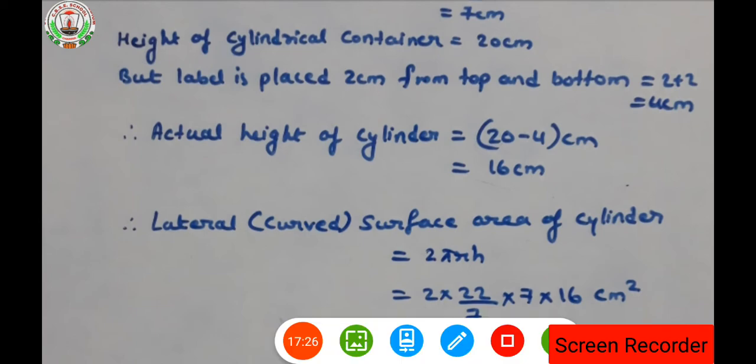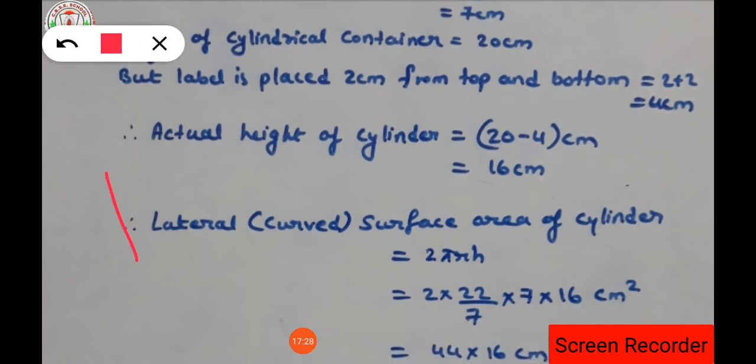The label on the cylinder will be at the center, so these 2 centimeter at the top and these 2 centimeter at the bottom, these two parts will be left out. It will be left out. That's why we did the subtraction over there.